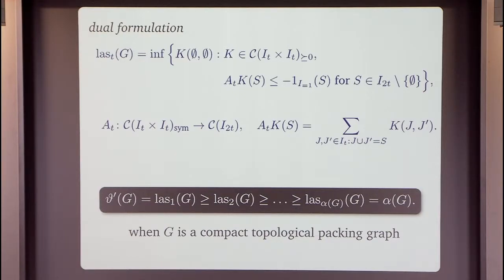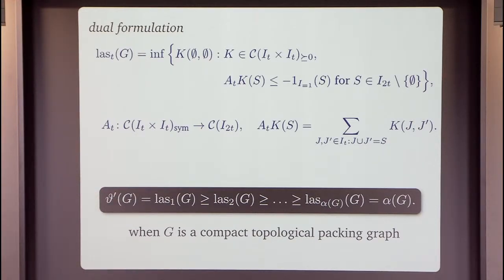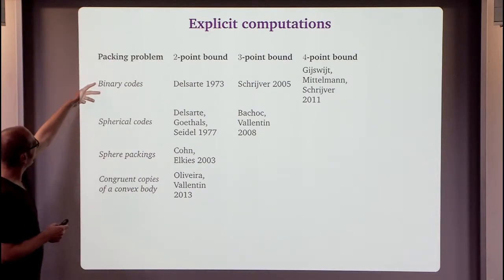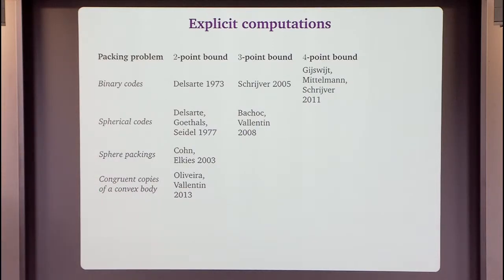Okay, so that's the framework. So in principle, we can solve Hilbert's 18th problem by this framework. But about explicit computations, we are not so far at the moment, but still we have some progress. So here is basically what is known for different kinds of packing problems: binary codes, spherical codes, sphere packings, and convex body packings.